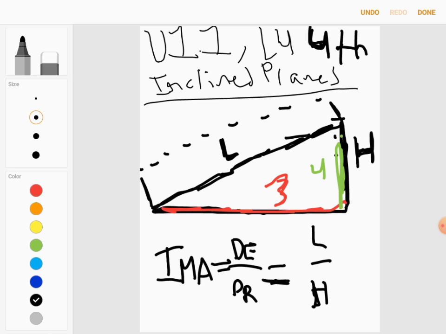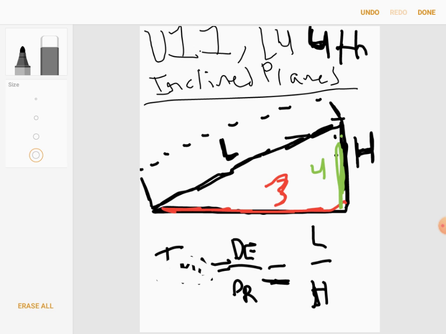Well, this is actually a multi-step problem because we know to solve for the IMA you have to do L over H, but you're only given what H is, which is 4. But what is L? Well, if you watched any of the geometry videos, this is kind of back into that.